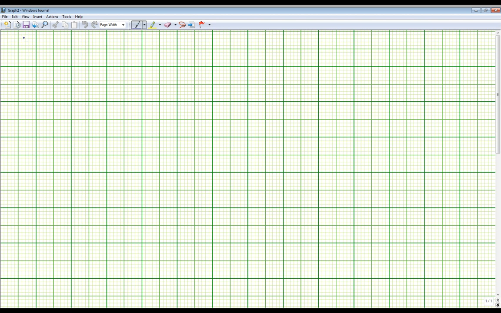So today it's going to say, I can perform operations with whole numbers. And you're going to have to bear with me here because my handwriting is not going to be so good with this new pen, but I will do my best. So I can perform operations with whole numbers.